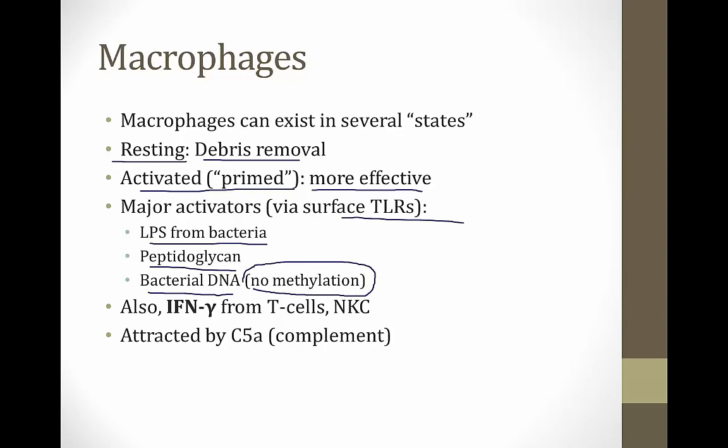Other things that can activate macrophages include interferon gamma from T cells. So when the adaptive immune system and the T cells become activated, they can then in turn stimulate the macrophages to become more activated. Also, natural killer cells secrete interferon gamma. And then finally, when the complement system is activated, it produces a protein called C5a, which we'll talk about in the module on complement. And C5a can attract macrophages to the site of bacterial pathogens and other invaders.